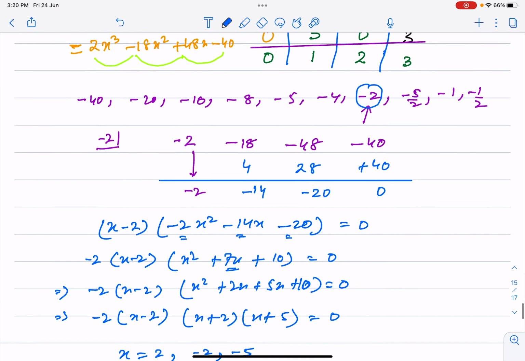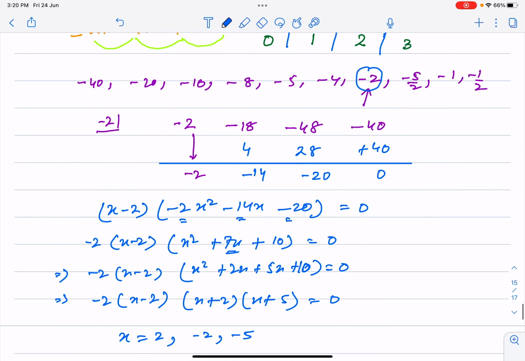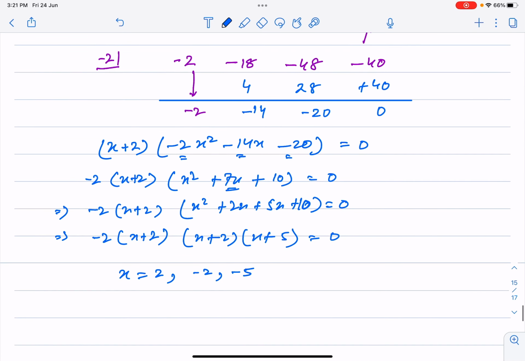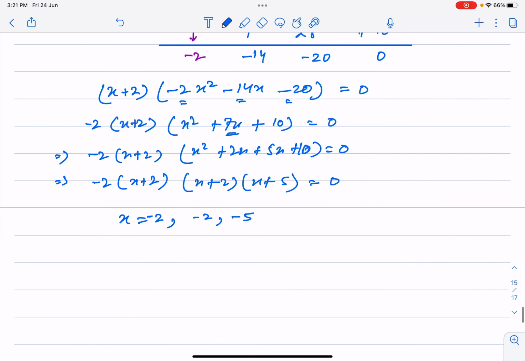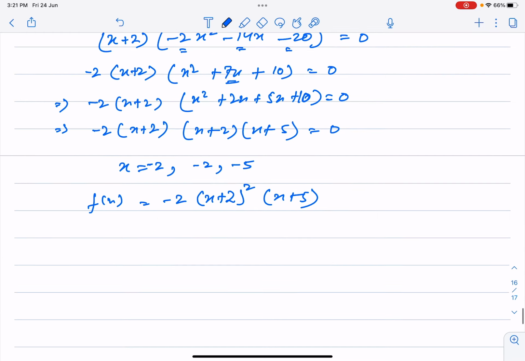I think some issue is there. I have done a mistake. See, it has to be plus. It has to be plus, plus, plus. So this is minus 2. Okay. So you can see the minus 2 is coming twice. So basically this fx can be written as minus 2 into x plus 2 square into x plus 5. Now we have to draw the graph of this function.